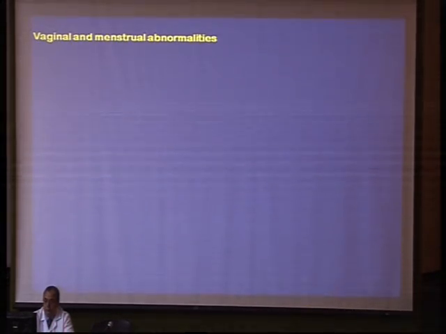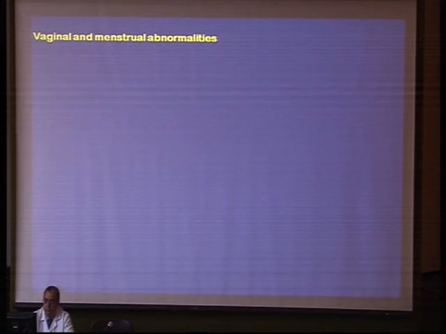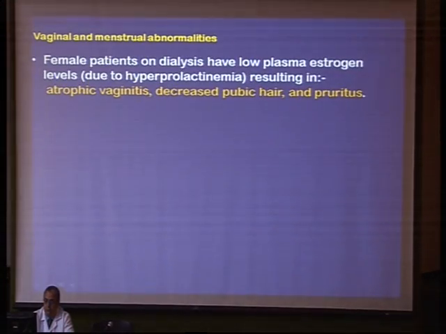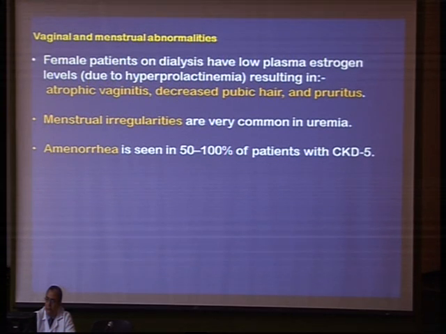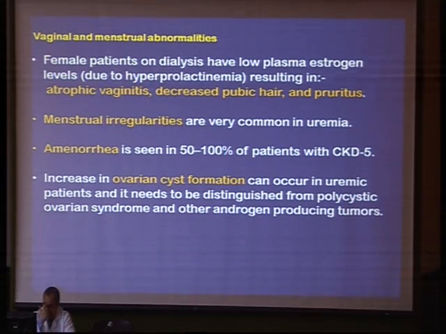What about symptoms that you simply find in clinical practice? Female patients on dialysis have a low plasma estrogen level. So these females have atrophic vaginitis, decreased pubic hair, some loss of feminine characteristics, and also vaginitis. Menstrual irregularity, as I said previously: amenorrhea is seen in 50 to 100% of patients with end-stage renal disease on maintenance dialysis.